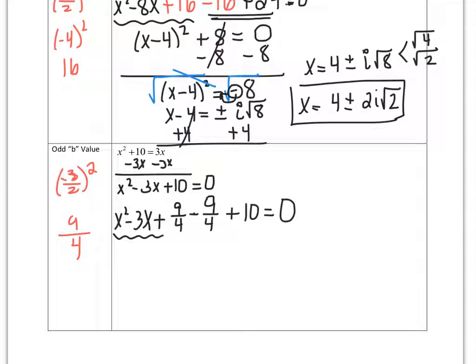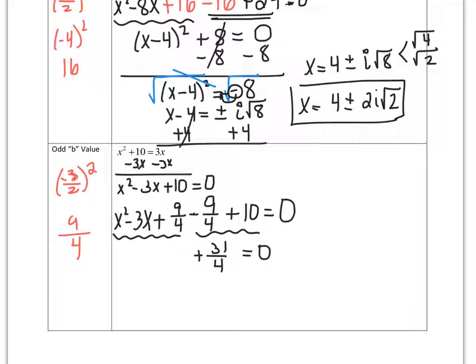So now this is my perfect square trinomial. And these two I can add. So let's add these first. All you have to do is just type those into the calculator. And you should get 31 over 4.